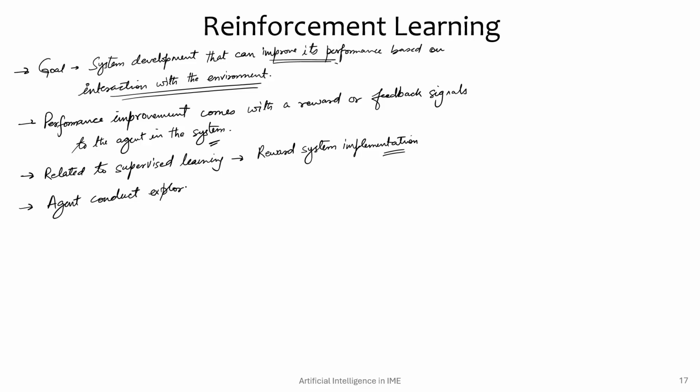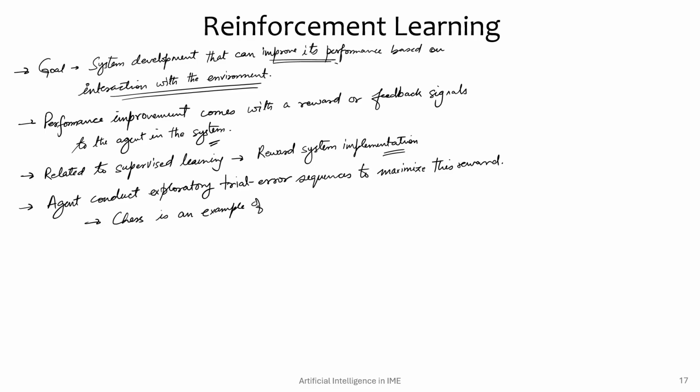conducts exploratory trial and error sequences to maximize this reward. Now, chess is an example of reinforcement learning systems.